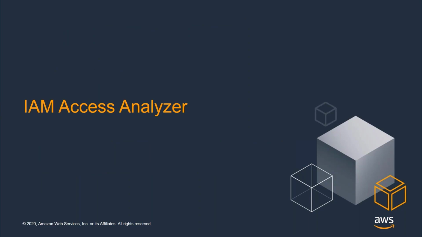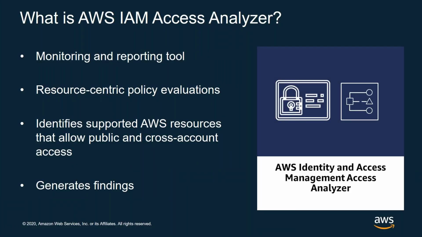All right, so let's talk about the IAM Access Analyzer, and I think a very good way of doing that would be to talk about what IAM Access Analyzer is and is not. So let's start with what Access Analyzer is. The IAM Access Analyzer is a monitoring and reporting tool which does resource-centric policy evaluations, and by doing these evaluations, it identifies supported resources that allow public or cross-account access from outside an AWS account. Access Analyzer reports these in the form of findings, and you will see some of these play out as I do the console walkthrough later in this presentation.